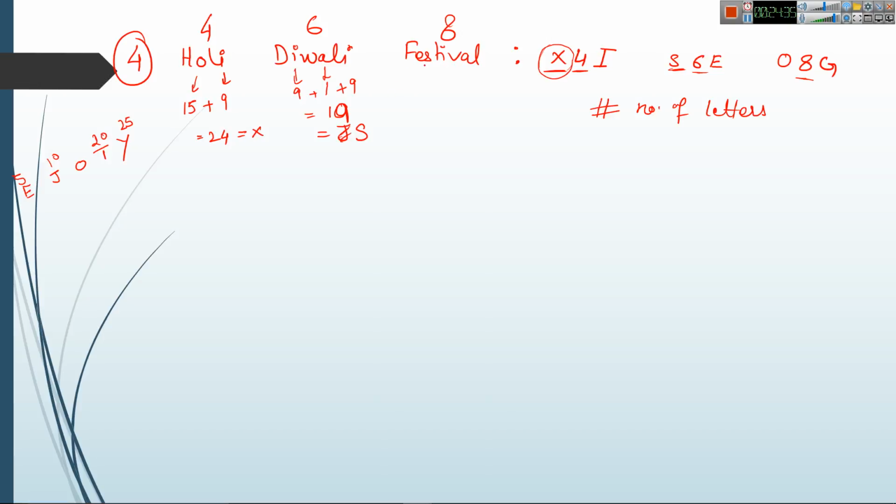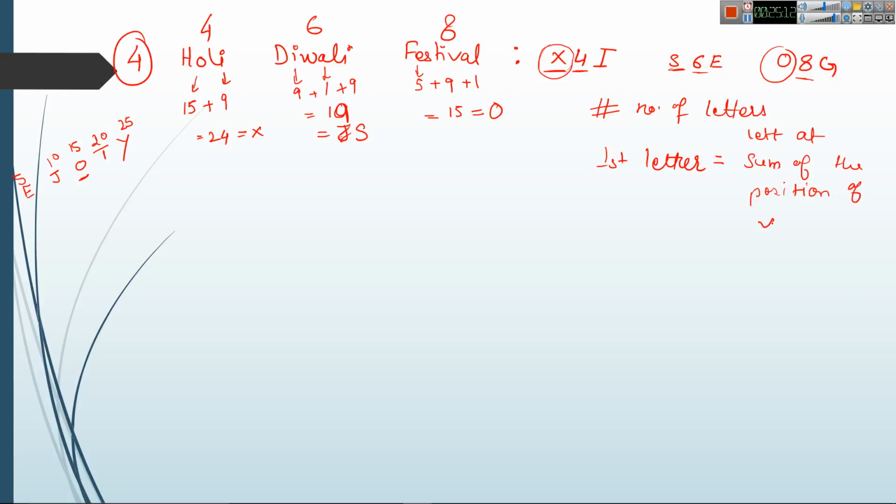We will confirm it from festival. Festival, position of E is 5, I is 9 and A is 1. So here we get 15. 15 is the position for O. Here we have O. So the first letter of the code will be the letter at the sum of the position of vowels in the word. Okay.